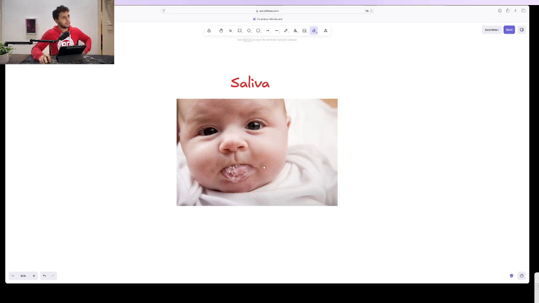Alright, as you can see here, saliva essentially means the spit, this cute secretion that comes from this cute baby.